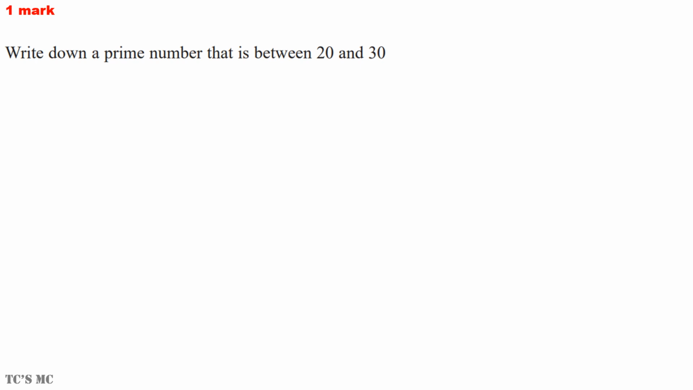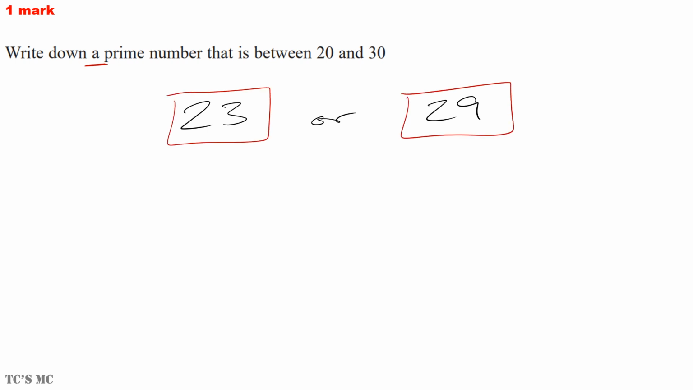Write down a prime number that is between 20 and 30. The only prime numbers between 20 and 30 are 23 or 29. 27 is a very common answer, but is incorrect. 27 is divisible by 3 and 9. It does say write down a prime number, therefore just writing 23 or just writing 29 is perfectly fine.